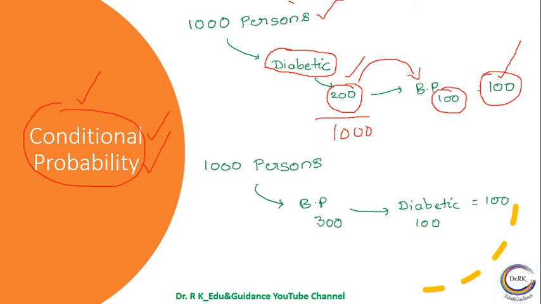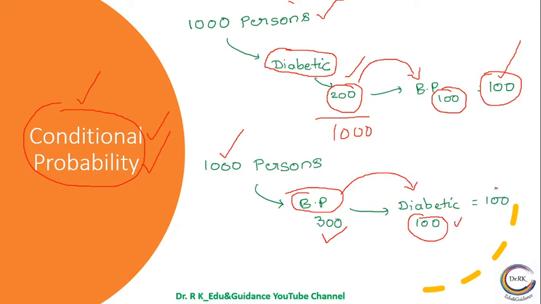Clear? So now we'll take the same example in another way. Take the same 1,000 persons and ask them to go for the BP test first. Out of 1,000 persons, 300 people are identified with BP. Now after BP, we ask them to go for the diabetes test. Out of 300, it is identified that 100 are having diabetes.